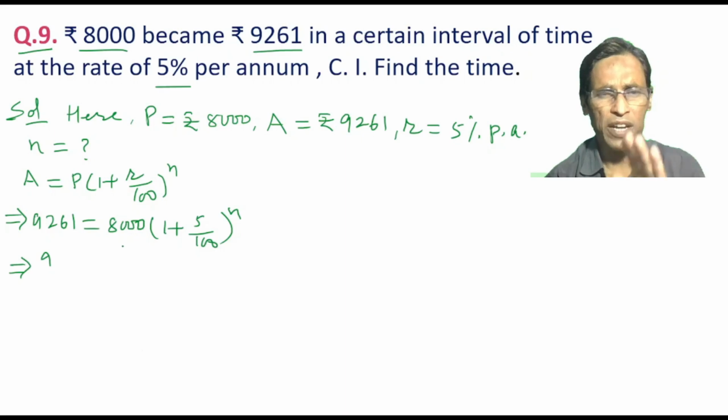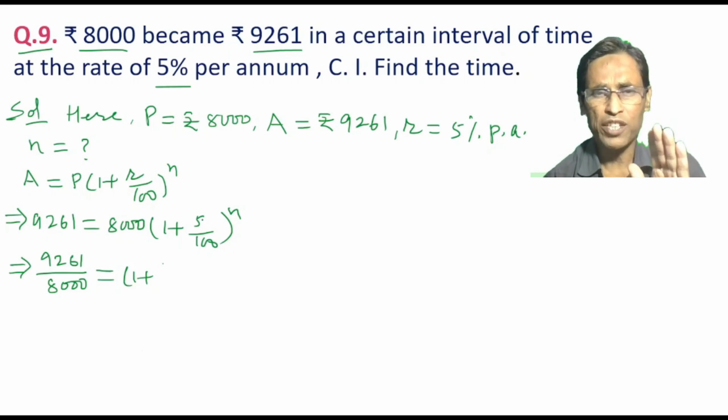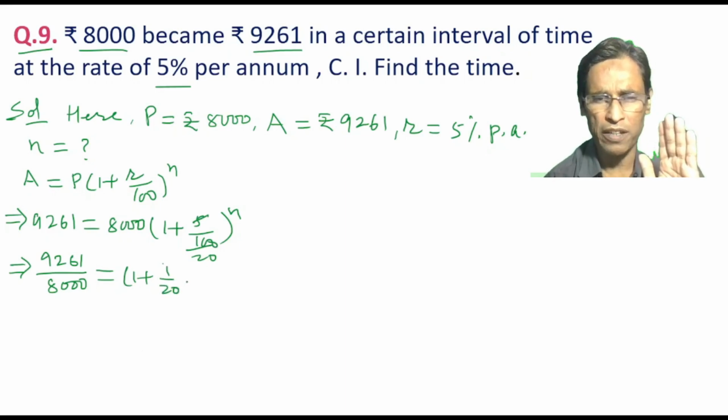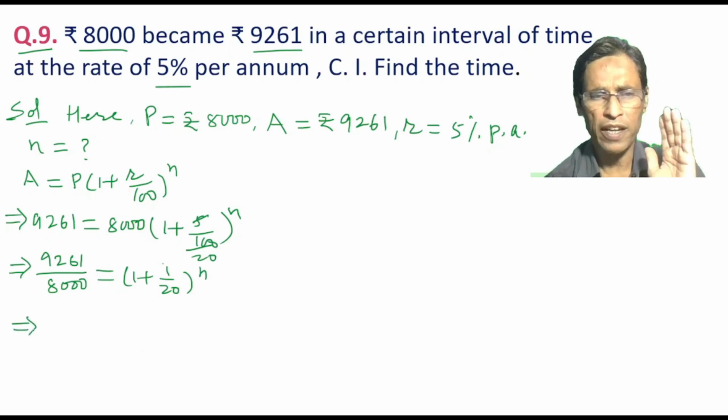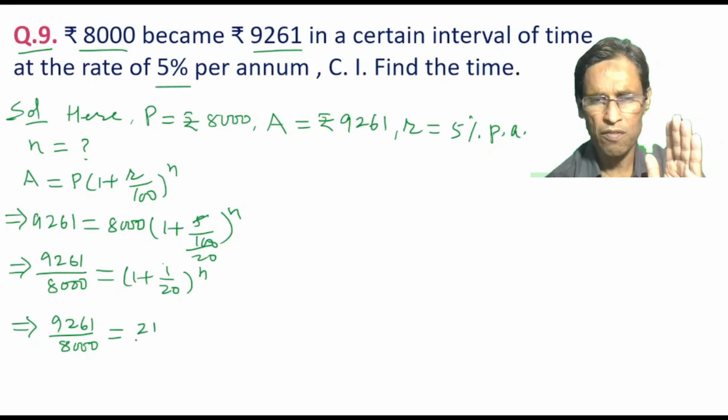In the next step we transpose 8,000 from right side to left side, and so we get 9,261 by 8,000 equal to, in RHS, 1 plus 5 by 100, and 5 can divide 100 in 20 times, so it is 20. 1 plus 1 by 20 to the power n. Now in LHS 9,261 by 8,000, and in RHS it is 1 plus 1 by 20 means 21 by 20. So 21 by 20 to the power n.